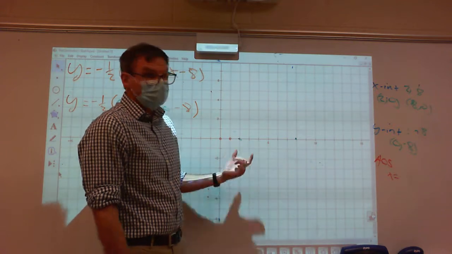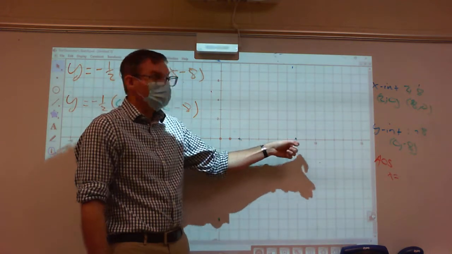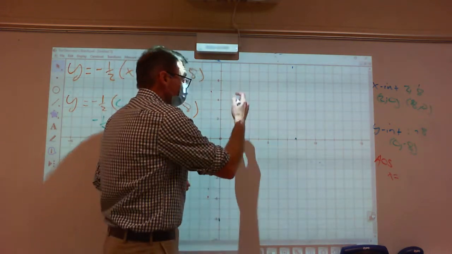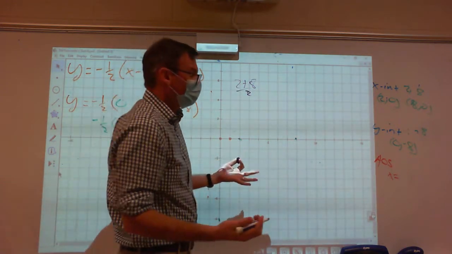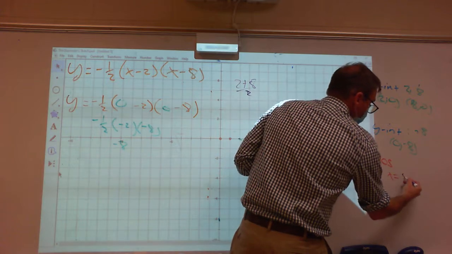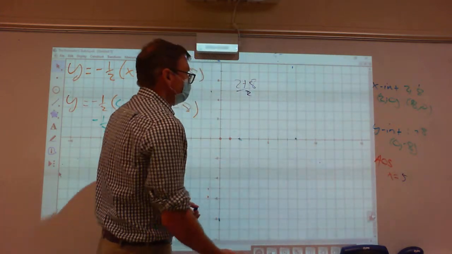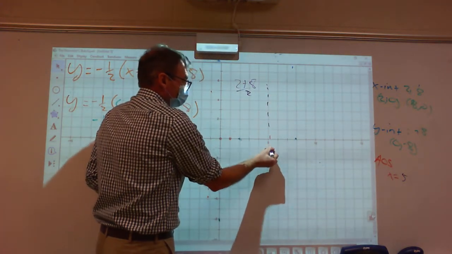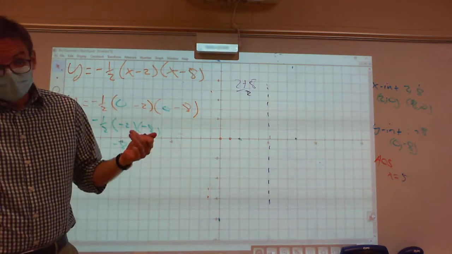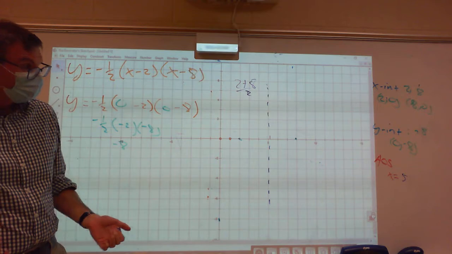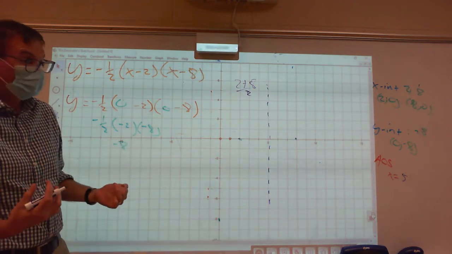The other way is, it's simply the average of your x-intercepts. So if you do 2 plus 8 divided by 2, it gives you 5. Our axis of symmetry is going to be x equals 5. So I end up with, this is our middle line. And now that I have my axis of symmetry, I can find my vertex.